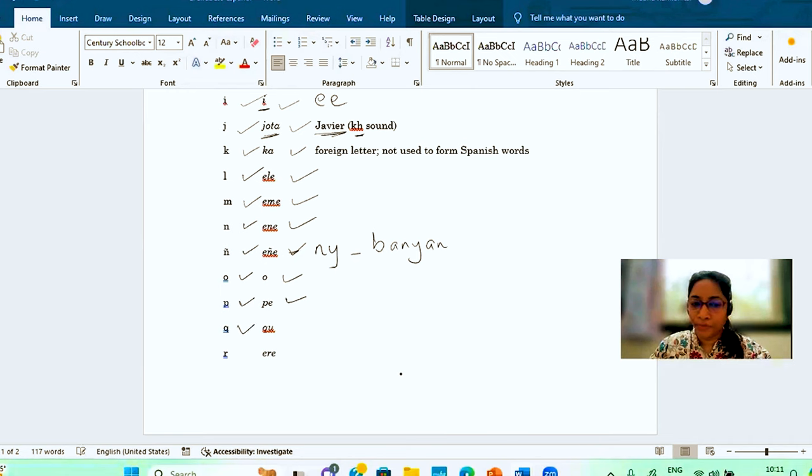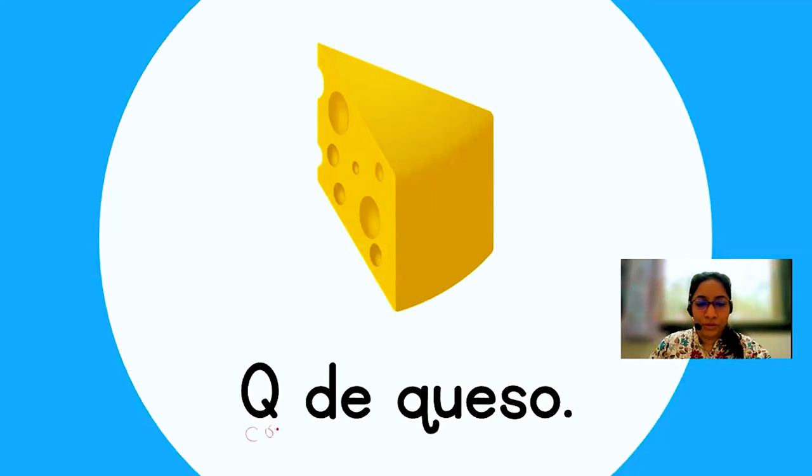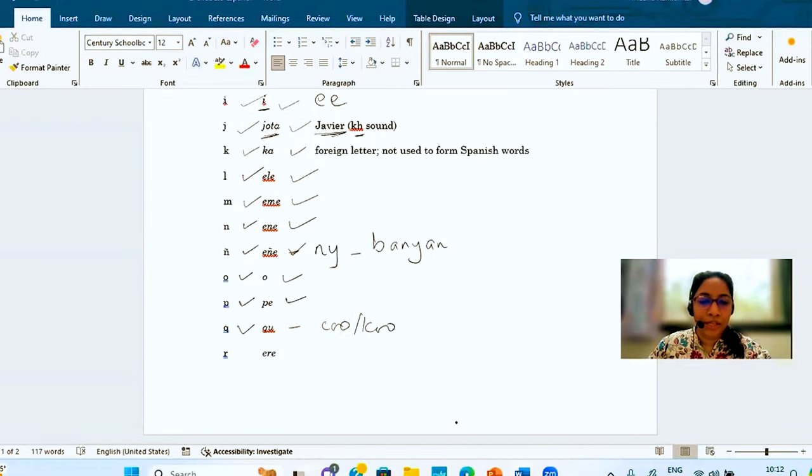Okay. Next one is Q. Q, you can think of the sound associated as Q. This is a Q and a U. And the pronunciation for this particular, when you're reciting the alphabets, is Q. However, this is for when you're reciting the alphabet. How do I say this? When Q comes in a word, pretty much the sound is associated with K. Here it is queso. Queso. I'm pretty sure you've heard this word before as well. Queso is cheese. Queso. Q de queso. Let's move on to the next one.